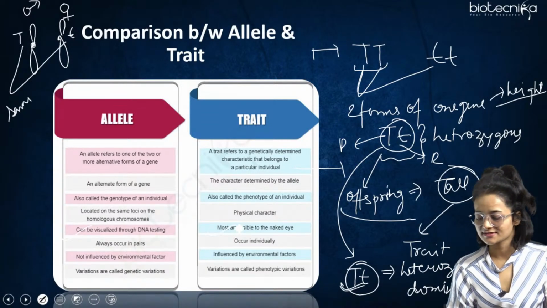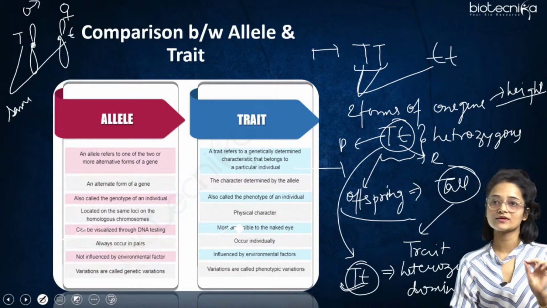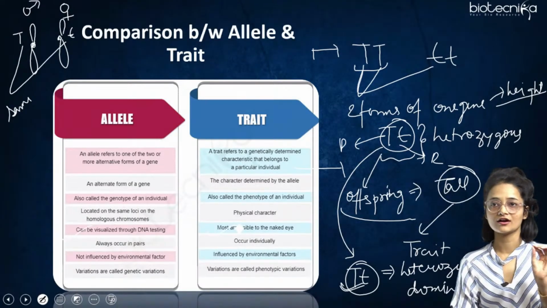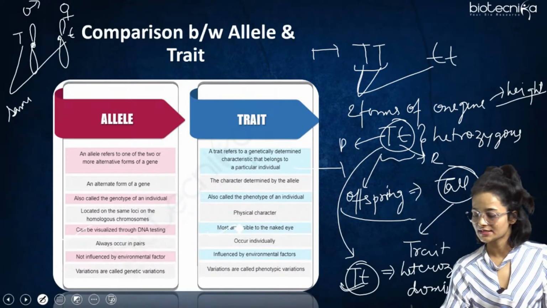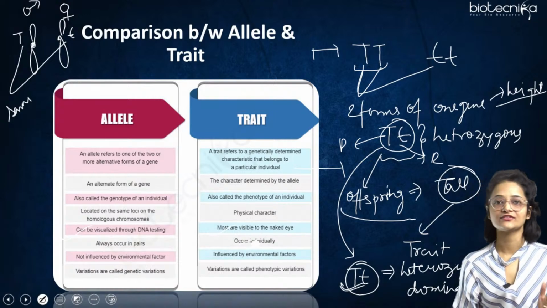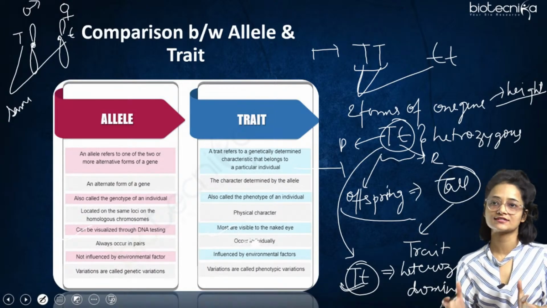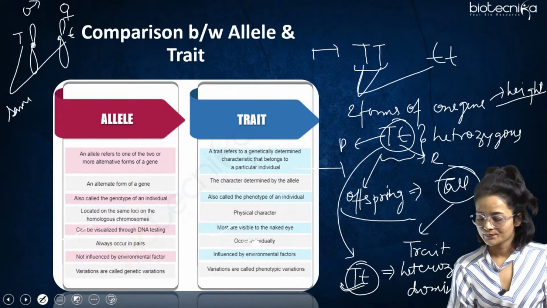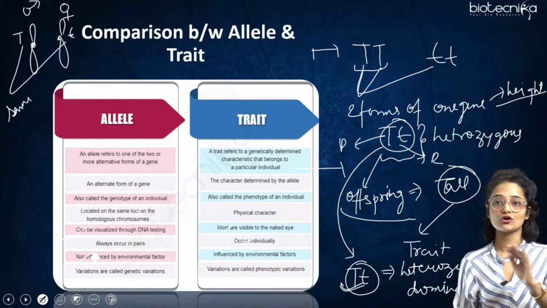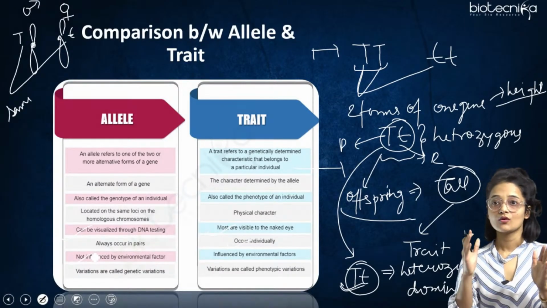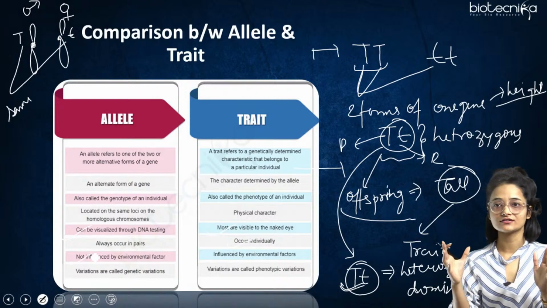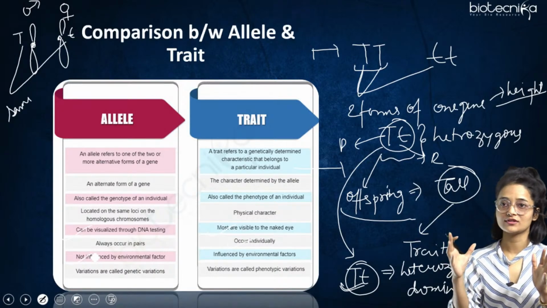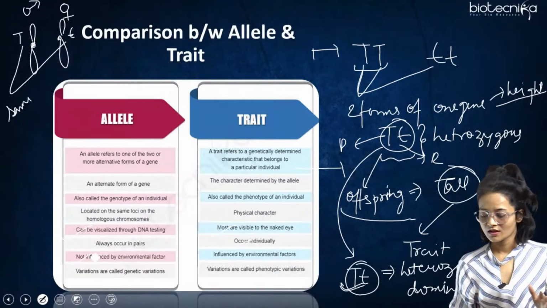And then it says that it always occurs in pairs. So alleles always occur in pairs. They never occur in a singular form, right? And traits occur individually. Individual to individual, the traits differ. So allele is not influenced by environmental factors, right? Only the traits, that is the physical character of an individual, are influenced by the environmental factors.